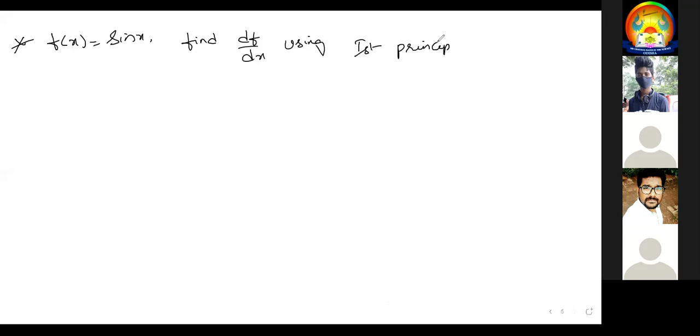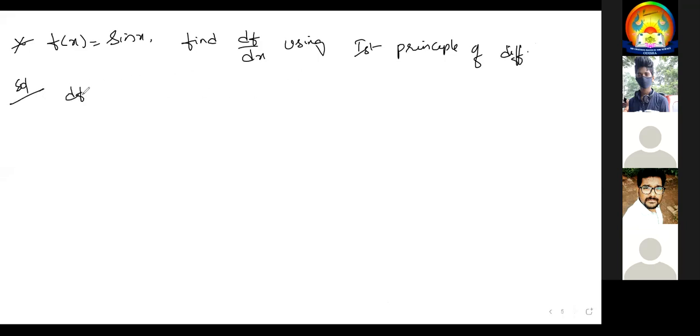One more question I'm doing, sir. F of x is equal to sin x. Find df by dx using the first principle of differentiation. Another question: f of x is equal to sin x, df by dx.